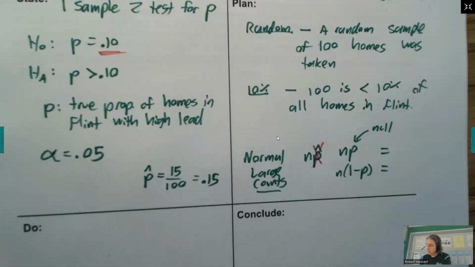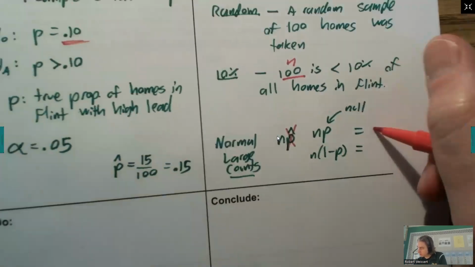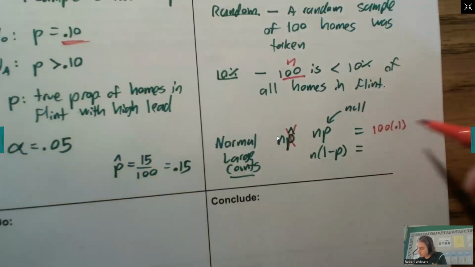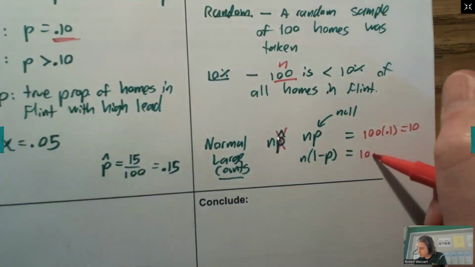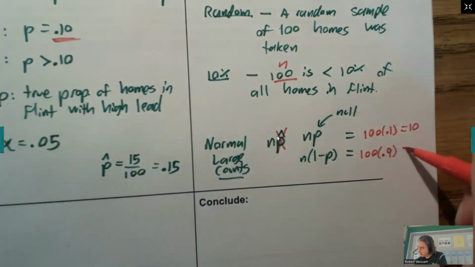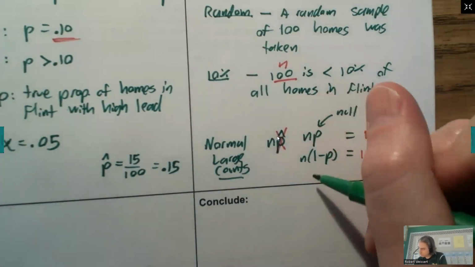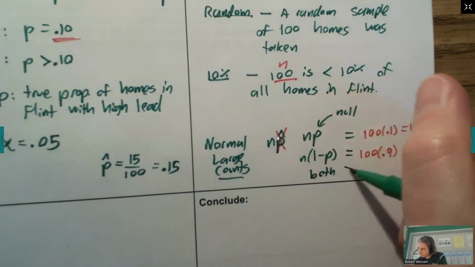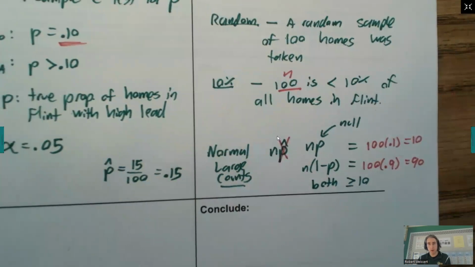So our p is 0.1. Our sample size here is 100. That's your n value. So it's going to be 100 times 0.1, and that is equal to 10. And then we also have 100 times (1 minus 0.1), so it's going to be 90. And both of those are greater than 10. That allows us to use a normal curve when we're constructing our sampling distribution around it. So now we're good to go.